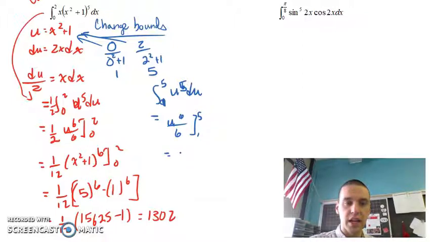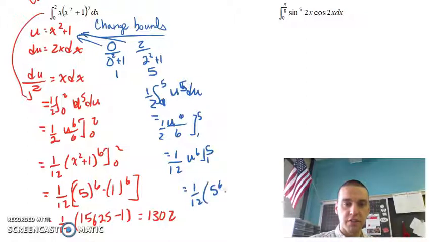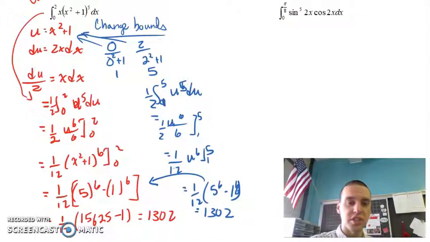You'll notice that I have 1/2 still out in front. So 1/12 u to the 6 from 1 to 5, and when I do that, I'm going to get 5 to the 6 minus 1 to the 6, and that's exactly what I have right there. The reason I wanted to change the bounds is I didn't need to plug u back in. So hopefully you'll find that to be a little easier, especially with this one.